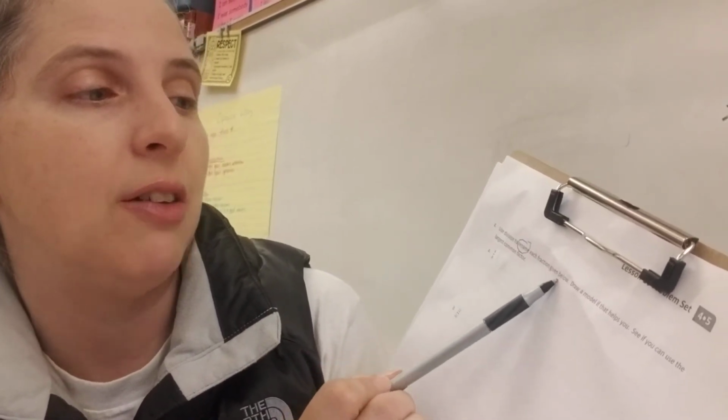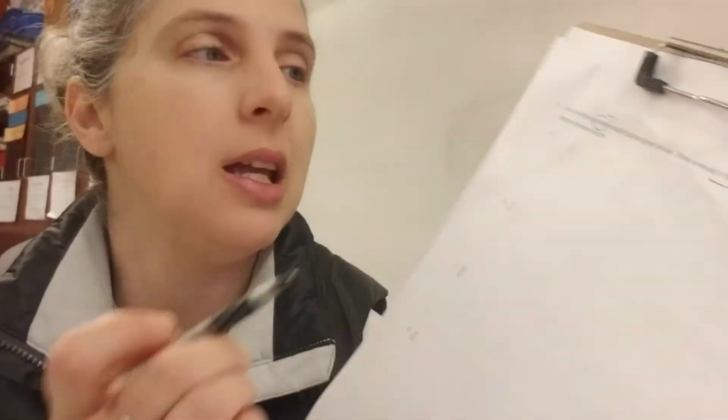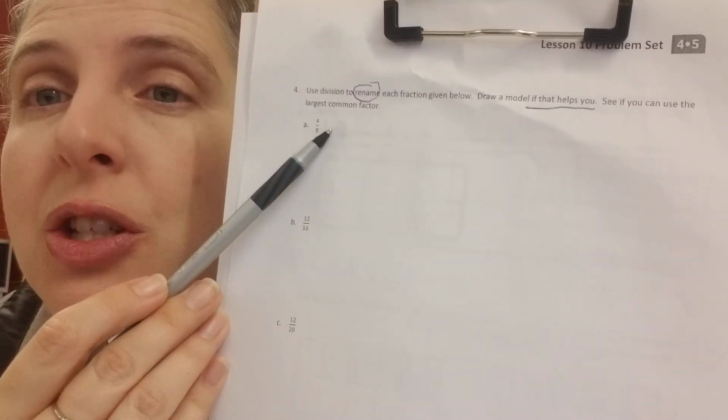Use division to rename, simplify, or reduce each fraction given below. Draw a model if that helps you. Underline if that helps you. If it works for you, if that helps you check it, then do it. See if you can use the largest common factor. So that means look at the numerator. Ask yourself first, always, because this will save you time, can the numerator go evenly into the denominator? If yes, that's your factor, the largest common factor that you are going to divide by.